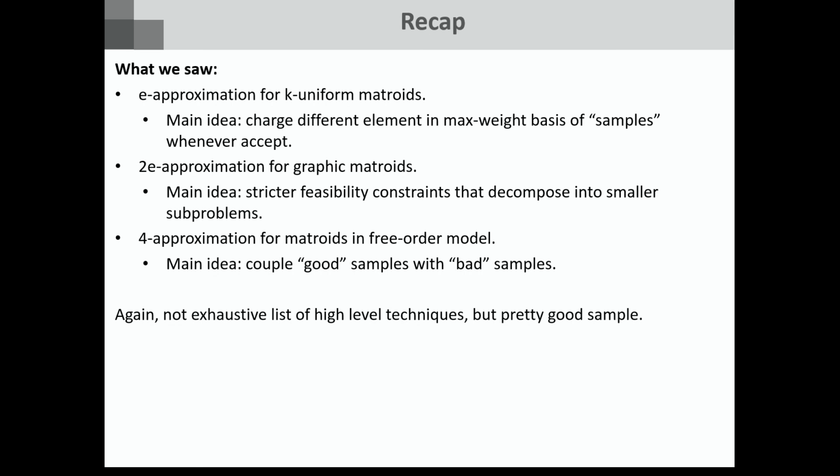We saw a 2e approximation for graphic matroids, and the main idea was we made stricter feasibility constraints that decompose into much smaller and simpler subproblems. And we also saw this 4 approximation for matroids in the free order model, and the main idea was to try and couple these good events with the bad events in a way to show that the bad events don't happen too often. Okay, and again, this is not supposed to be an exhaustive list of every high-level technique that can be used to design secretary algorithms, but I do think it's a pretty good sample of some of the good high-level ideas.